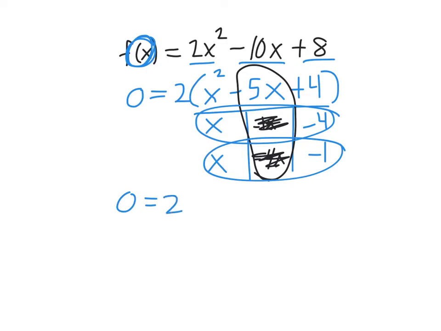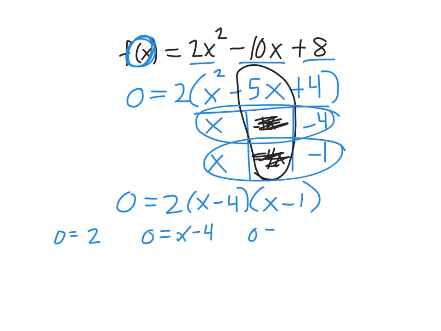You'd have 0 equals 2 in the front that we pulled out, x minus 4 and x minus 1. The 2 stays out in the front, and we still have 2 factors of x. So all we're doing is setting each of these equal to 0. Notice how the 2 is going to disappear in a minute. So I do 0 equals 2, 0 equals x minus 4, and 0 equals x minus 1. I set each of them equal to 0. 0 is never going to equal 2, so we just drop that. That makes no sense. And I can solve the rest.